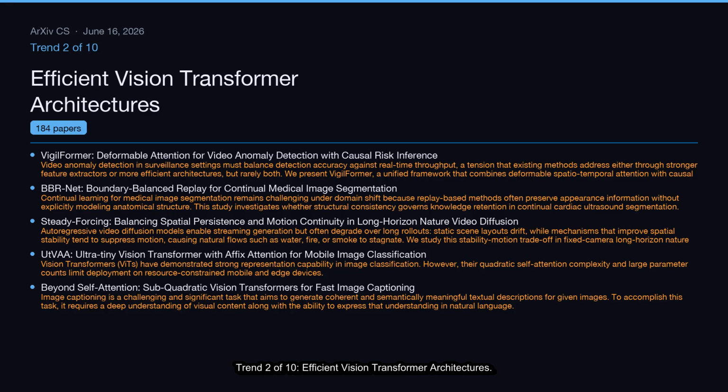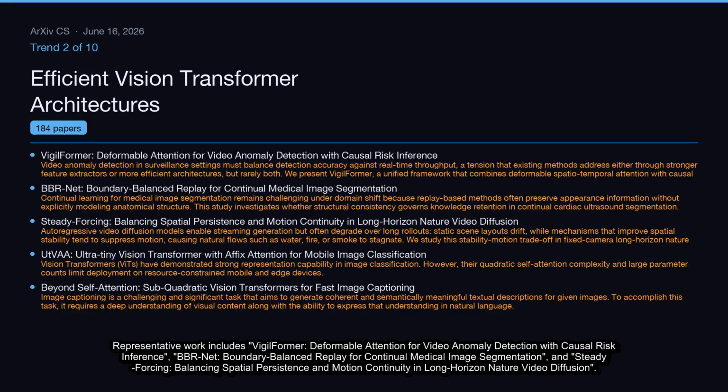Trend 2 of 10, Efficient Vision Transformer Architectures. This cluster covers 184 papers. Representative work includes VigilFormer, deformable attention for video anomaly detection with causal risk inference, BBRNet, boundary-balanced replay for continual medical image segmentation, and Steady Forcing, balancing spatial persistence and motion continuity in long-horizon nature video diffusion.